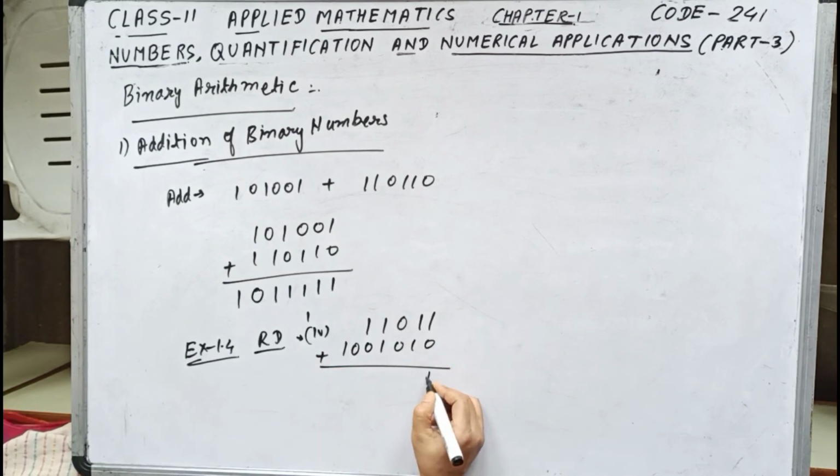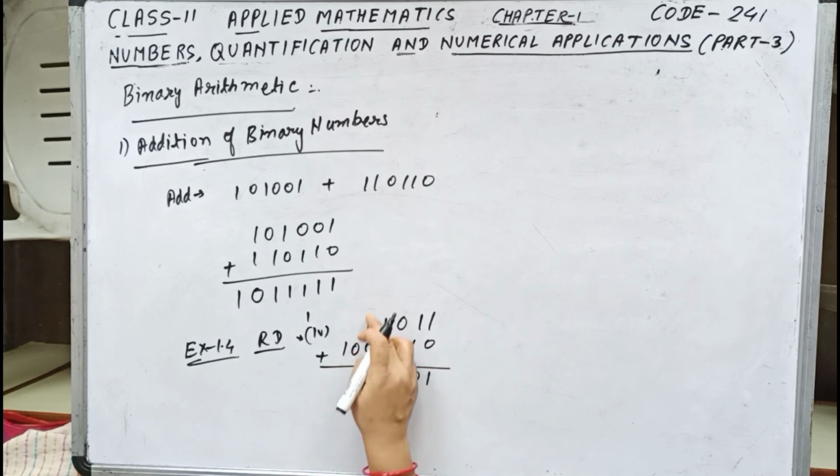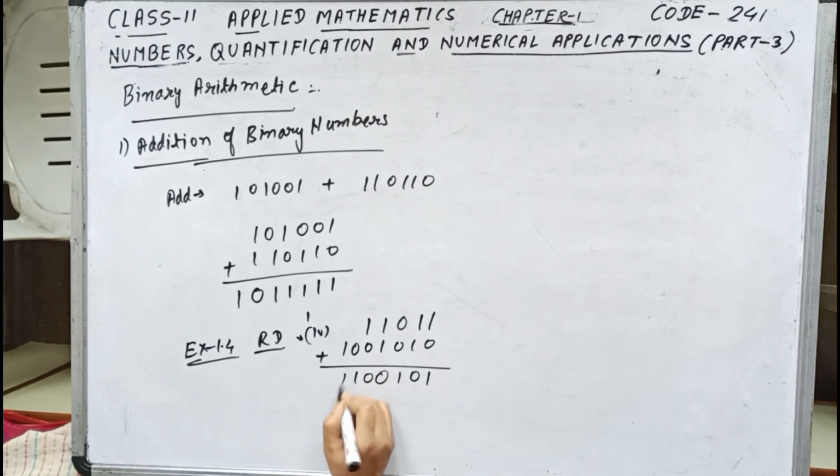So 1 plus 0 is 1, 1 plus 1 is 2, but I will be writing 0 over here, 1 shifted over here. So 1 plus 0 is 1, again 1 plus 0 is 1, again over here 1 plus 1 is 2, so I will be writing 0, 1 shifted over here. 1 plus 1 is 2, so I will be writing 0 over here, 1 shifted over here, again over here 1 plus 0 is 1. So this is the answer.